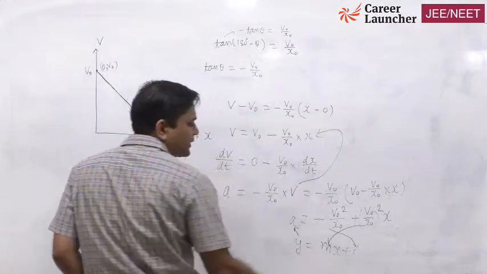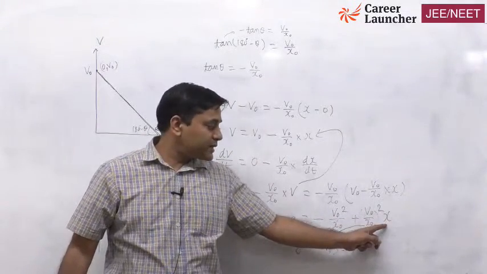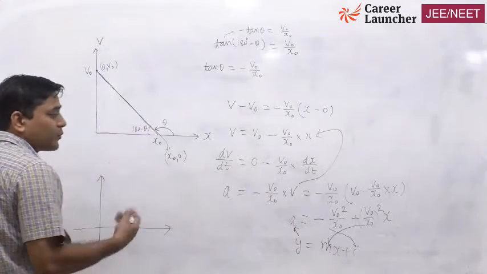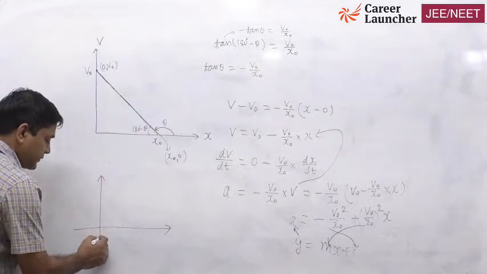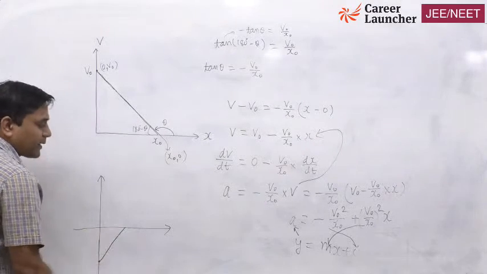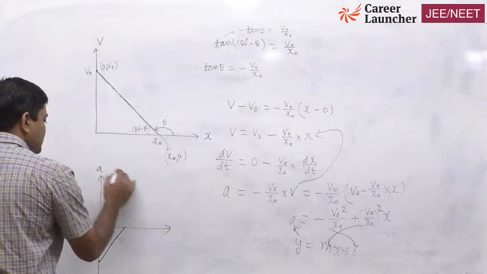You have to draw a straight line whose slope is positive, because the square number is always positive, into x, and the y-intercept is negative here. So the slope is positive and the y-intercept is negative. So this will look like this. Am I right? You can check. So this is the graph between a versus x.